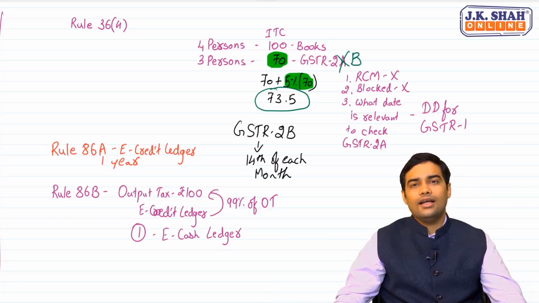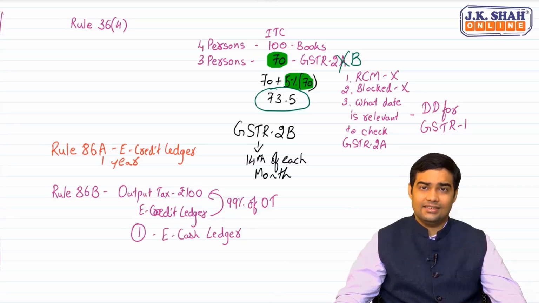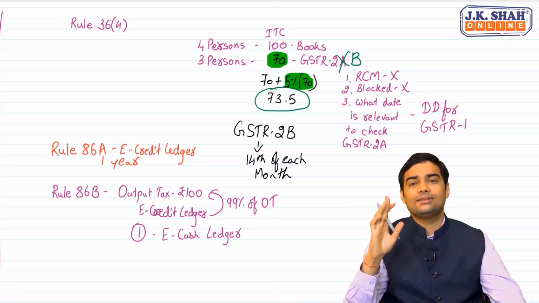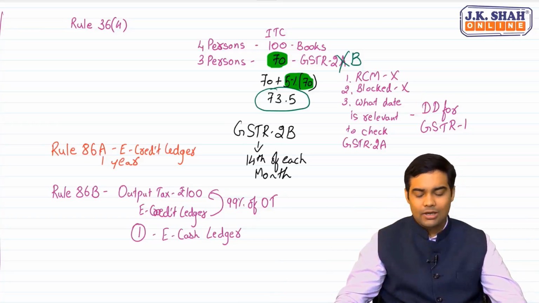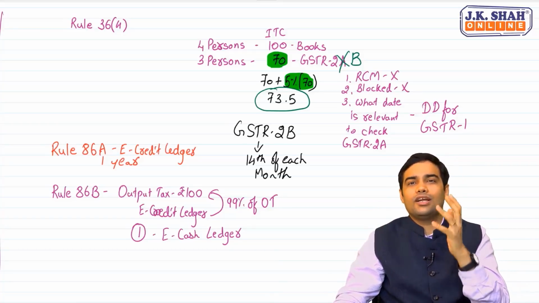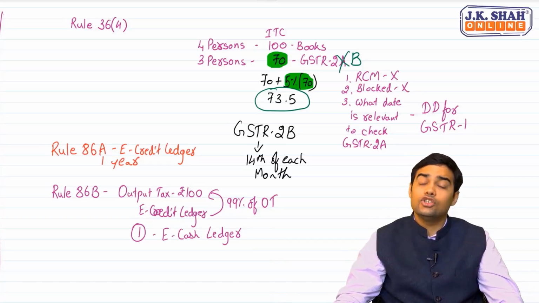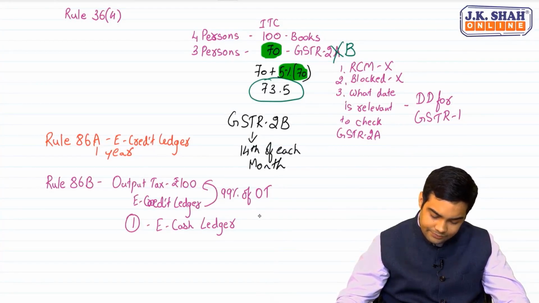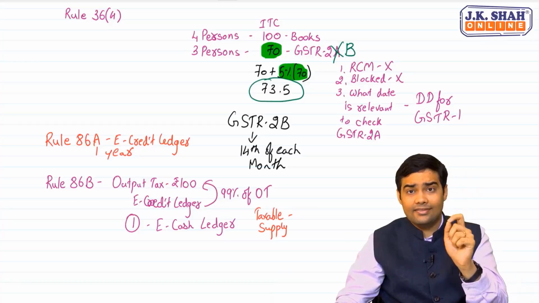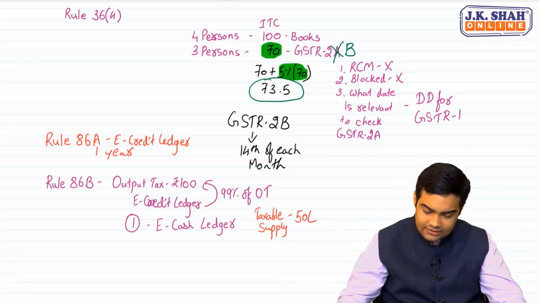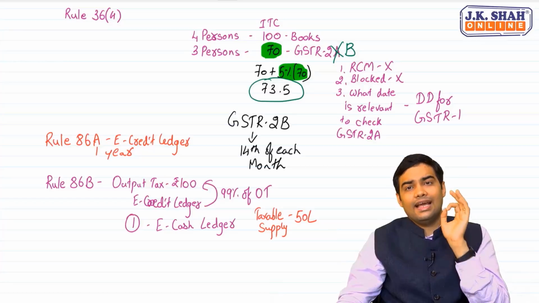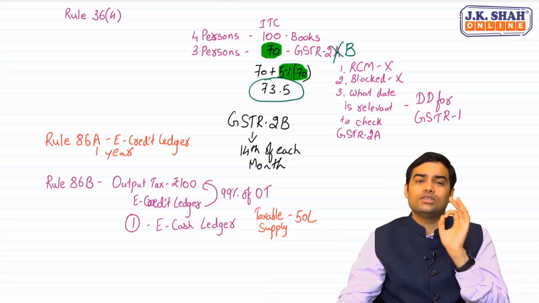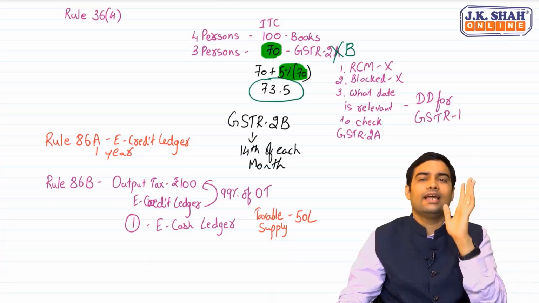Now, is this very harsh? The answer is yes, it is very harsh. But government has provided a lot of reliefs in this, because a genuine person should not be required to pay 1% through the e-cash ledger. So, first of all, this 86B will apply only when taxable supply in a particular month exceeds 50 lakh rupees. Only in those months will this particular provision be applicable.